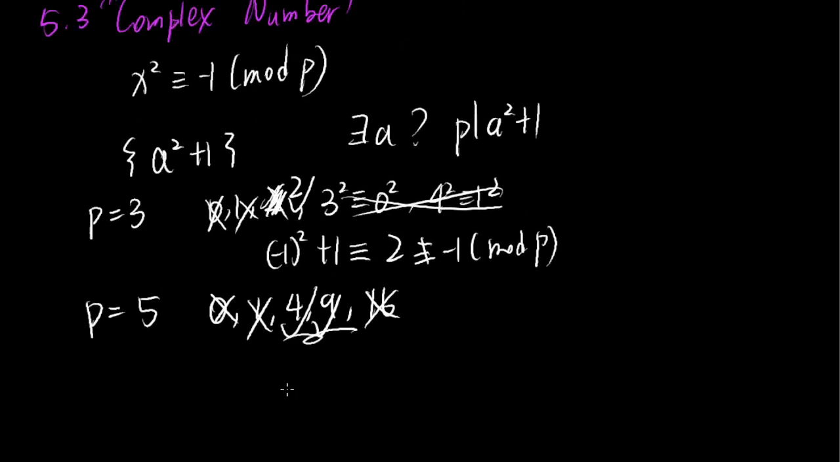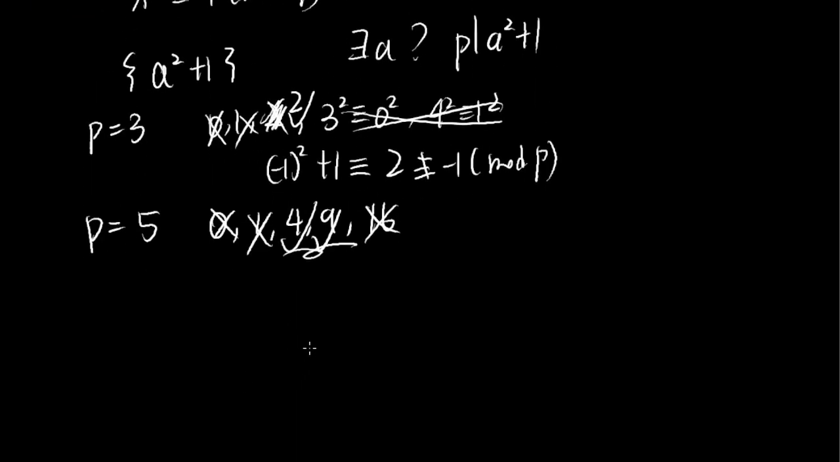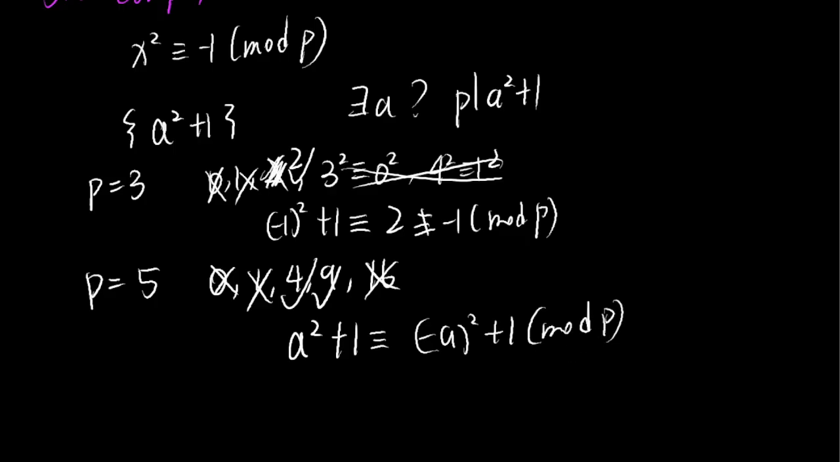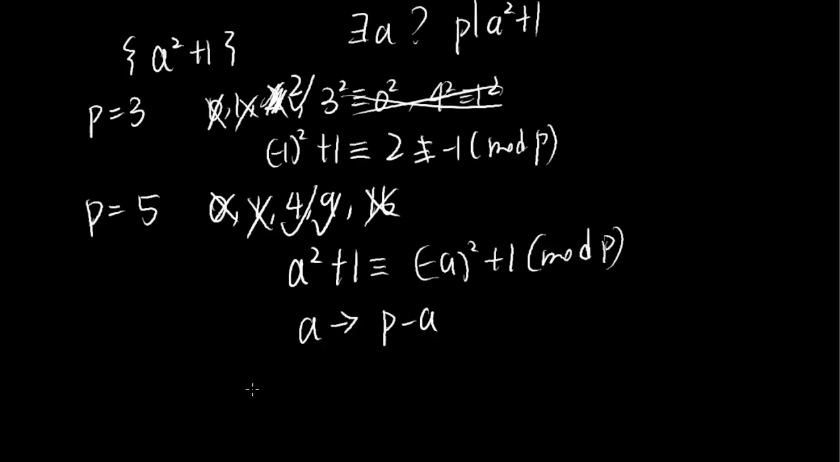So we find that the valid a sometimes come in pairs. That's an observation we find out, and indeed, because the square can make the negative and positive seem alike. Therefore, if a is a valid solution, it implies p minus a is also a valid solution. And we've talked about a lot.